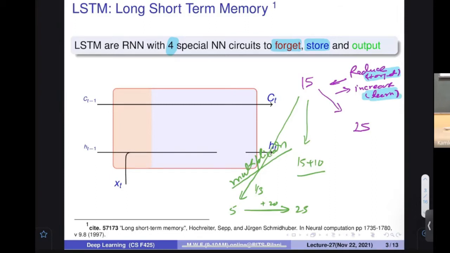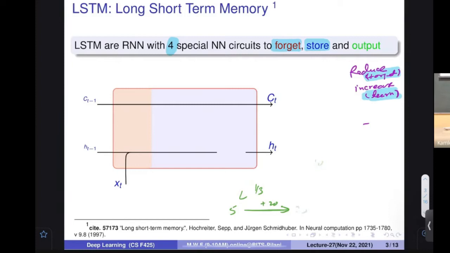Yes. So what I'm telling is that if you want to learn something, you have to increase the value. If you want to forget something, you have to multiply with a factor that is less than 1. That's it. If it is clear to you, let me tell you once again. These things are not related to my computation anyway.